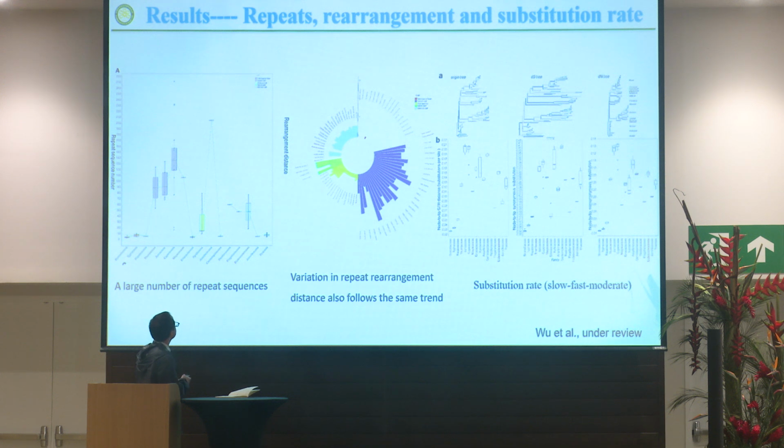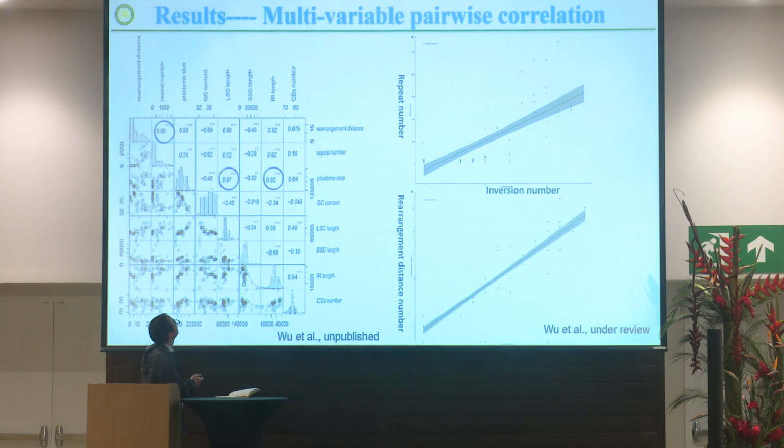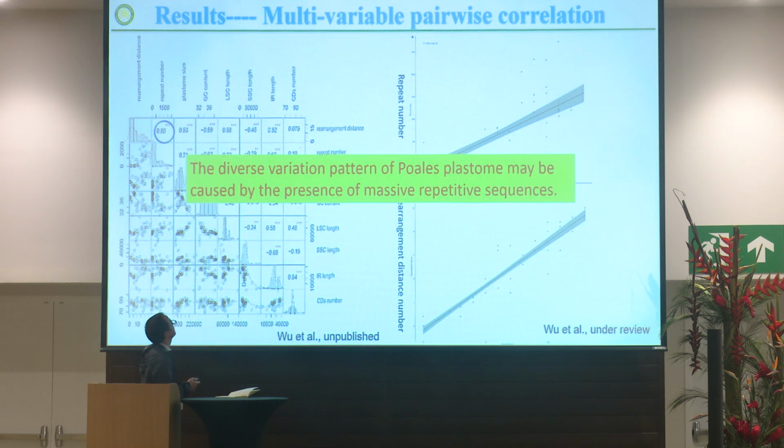And this is the repeat sequence. We find there are few in the early diverging groups, and moderate in the grass family, but there are many in the middle grade groups. And also the same pattern in the rearrangements and also the substitution rate. We then did the correlation analysis and find that the diversity variation pattern of Poales plastome may be caused by the presence of massive repetitive sequence.